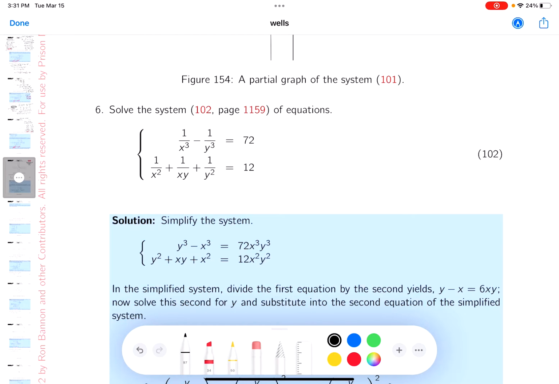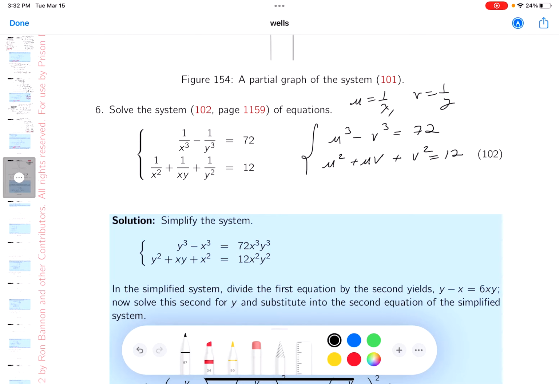Okay, I can make a substitution. I'm not going to say it's an obvious substitution, but I'm going to say u equals 1 over x, and v equals 1 over y. Let's write this down now. So you're going to get u cubed minus v cubed is equal to 72. And the second equation, you're going to get u squared plus uv plus v squared is 12.